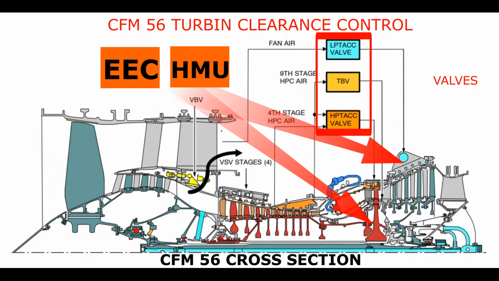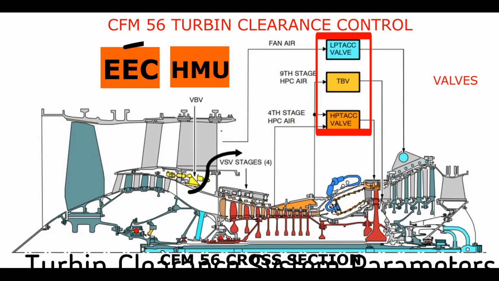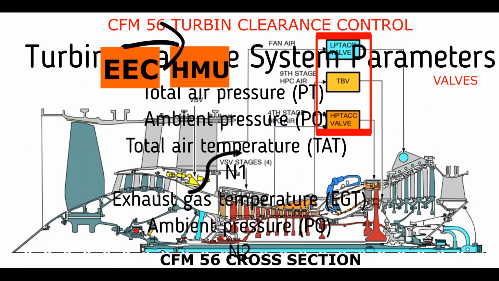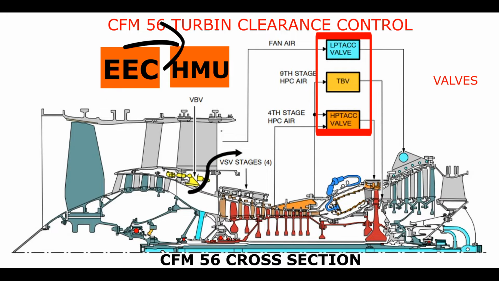EEC also prevents the risk of a possible stall by controlling the airflow in the compressor. The EEC operates the air valves and actuators via the hydromechanical unit. EEC sends digital information to the HMU about what to do in the light of the information it receives from the aircraft's sensors.